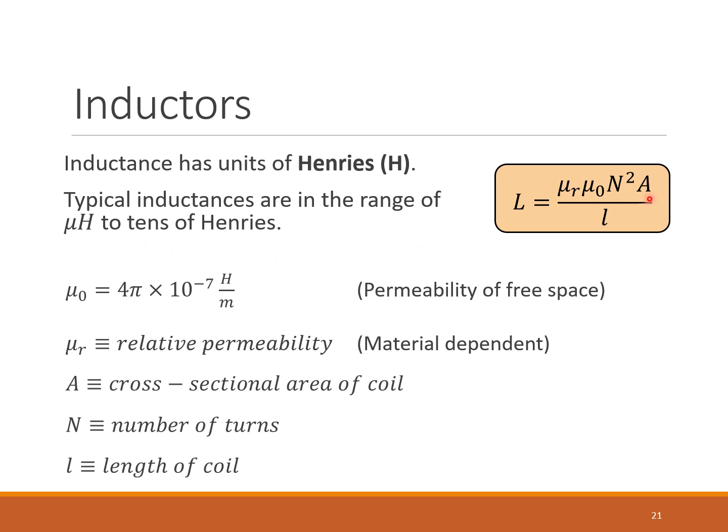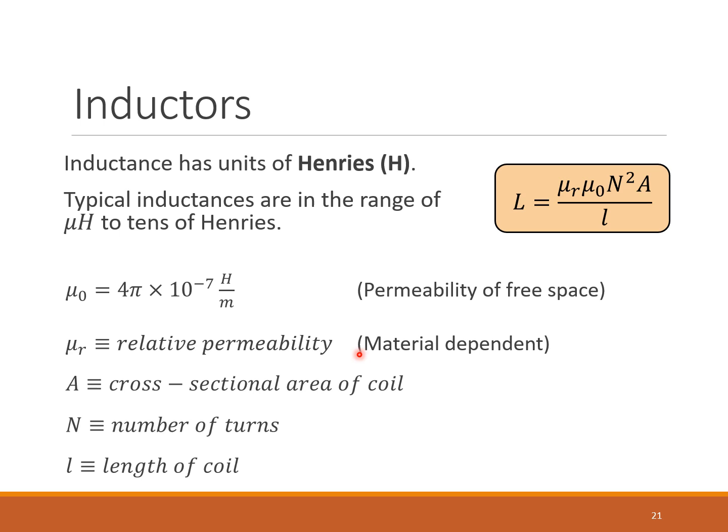We talked a little bit about the cross-sectional area A on the previous slide. L was the length of the coil. So let's look at these other terms here. We have this mu sub r and mu sub naught, and these are permeabilities. Mu sub naught is the permeability of free space, and we notice that the units of this are henries per meter. Mu sub r is a relative permeability, so this is material dependent.